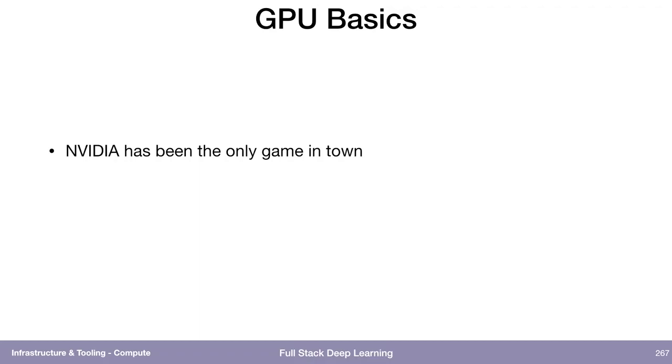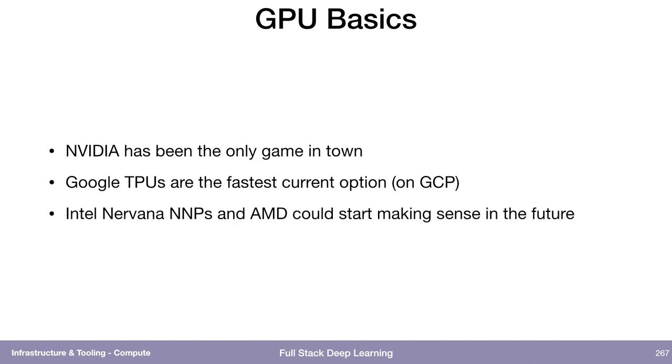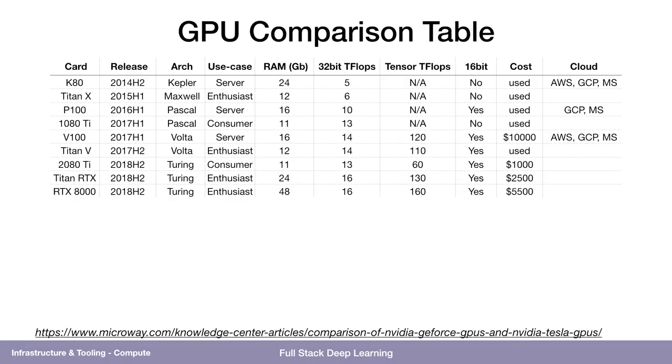So about GPUs, Nvidia has really been the only game in town. And Google TPUs are real, and they are the fastest current option. They're only available on Google Compute platform. Intel has been trying to get into the game. AMD has been trying to get into the game. It doesn't make sense right now, but maybe it could make sense in the future.